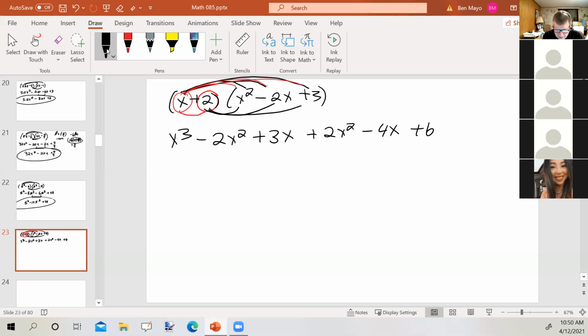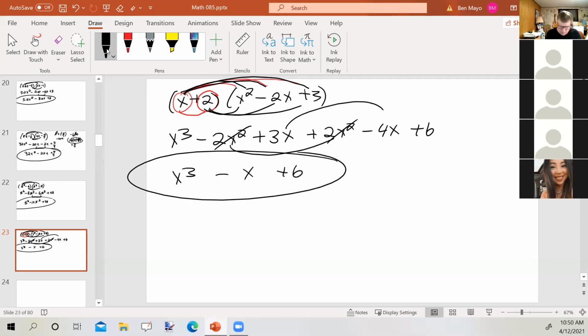I'm going to combine like terms, and put them in descending powers of the variable. So x cubed, the x squareds will cancel. 3x minus 4x is minus x, and then plus 6. So there's my result. Any questions about that process?